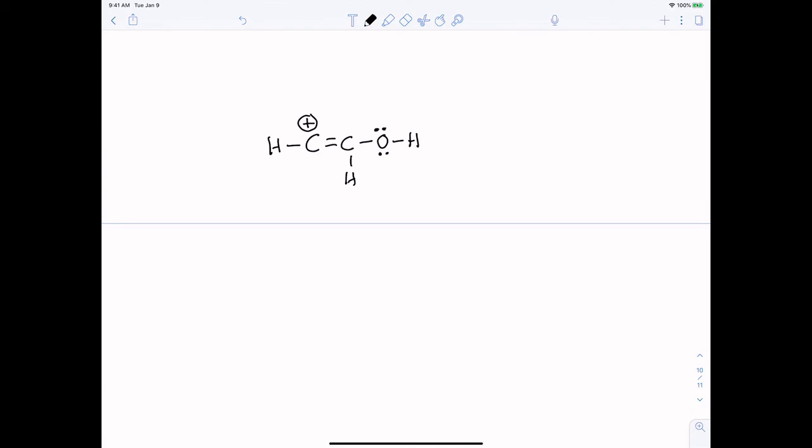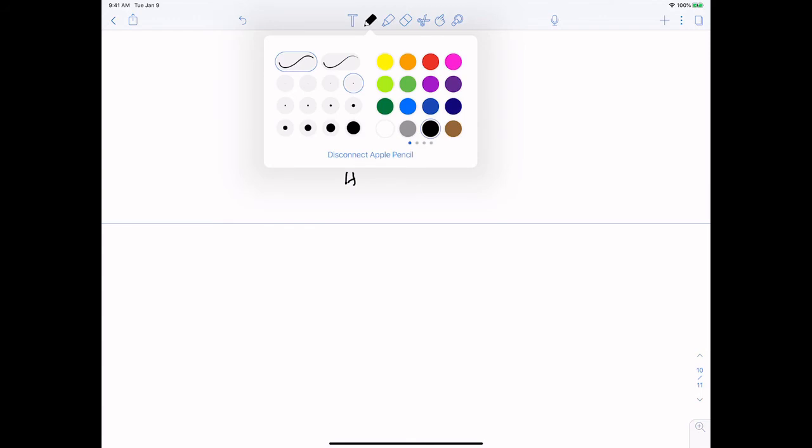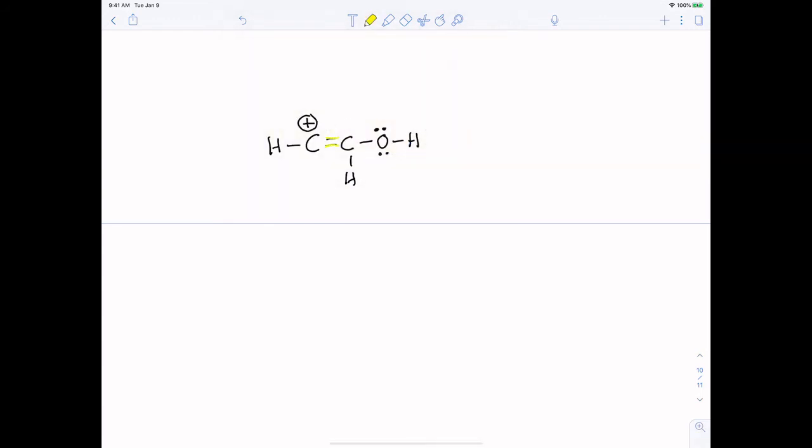If we look at the carbon in the middle, 1, 2, 3, 4. So 4 minus 4 is 0, so no charge on that. Oxygen has 6 valence electrons. 1, 2, 3, 4, 5, 6. 6 minus 6 is 0, so no charge on that. And then hydrogens, they all have 1 bond, so no charge. So this would be the formal charge on this molecule.